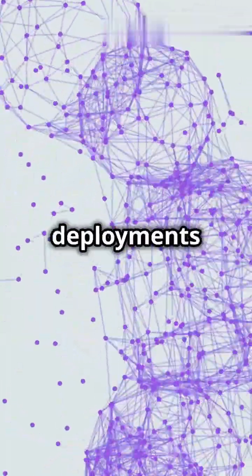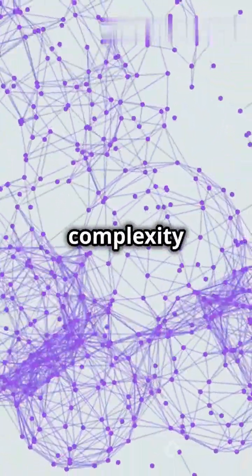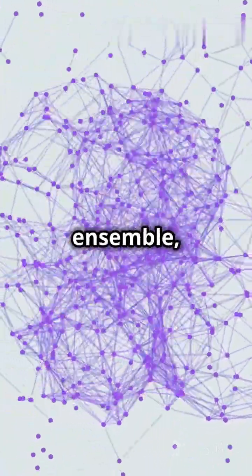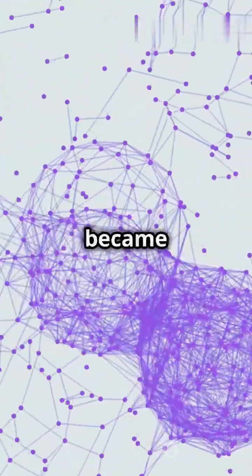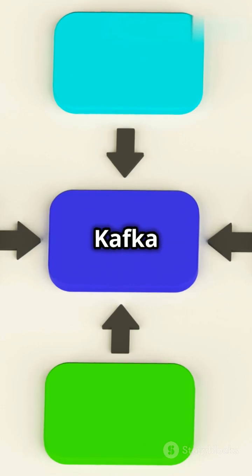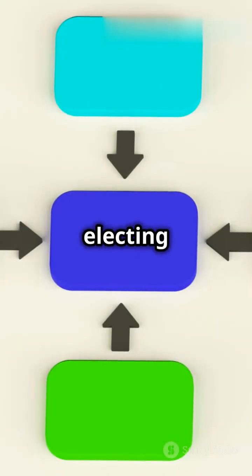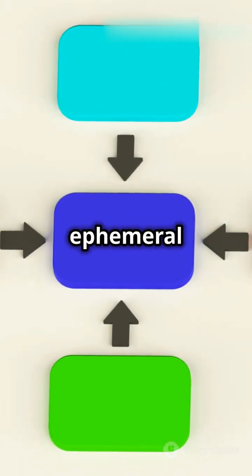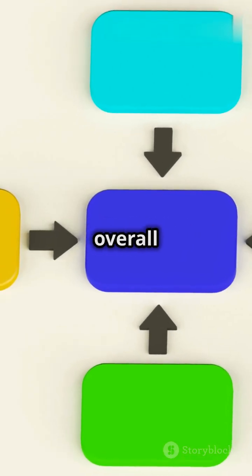However, as Kafka deployments scaled, the limitations of ZooKeeper became more pronounced. The complexity of managing a separate ZooKeeper ensemble, ensuring its high availability, and dealing with its performance bottlenecks became a significant overhead. One of the critical pain points has been the controller election process. In a Kafka cluster, the controller is responsible for managing the state of partitions and replicas.